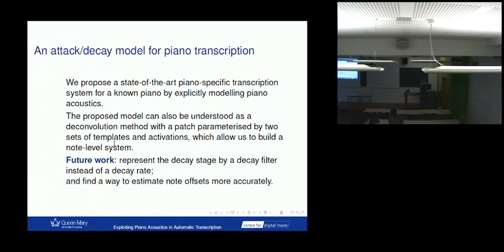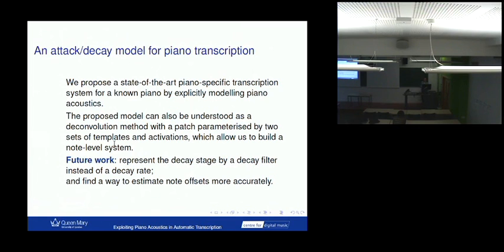Okay, it's almost finished. For this work, we propose a state-of-the-art piano-specific transcription system by explicitly modeling piano acoustics. We can see the model can be understood as a deconvolution method, with a patch parameterized by 2 sets of templates and activations. This allows us to build a note-level system.